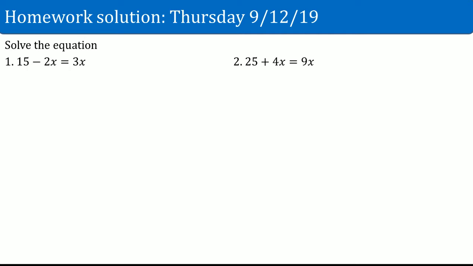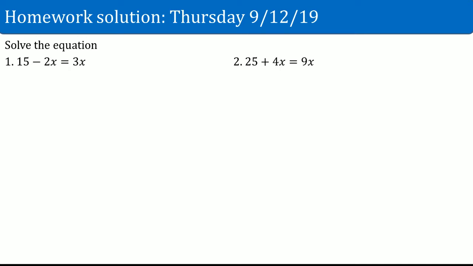All the problems ask you to solve the equation, then check your solution. For the sake of the solutions, I will only be showing the solving steps. I'm not going to go back in and plug it in to check the solutions, okay?